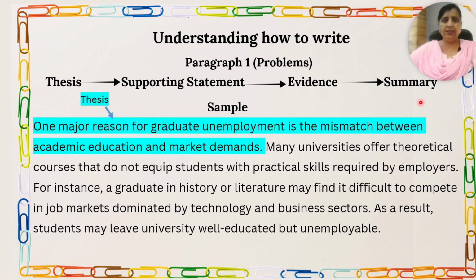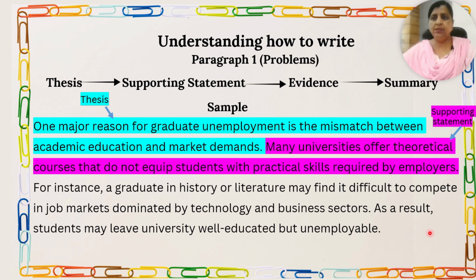So this is the thesis. See, in the thesis, the writer is presenting the reason. The reason is graduate unemployment is a mismatch between the academic education and market demand. This is the supporting statement to support the thesis, the reason for the graduate unemployment.